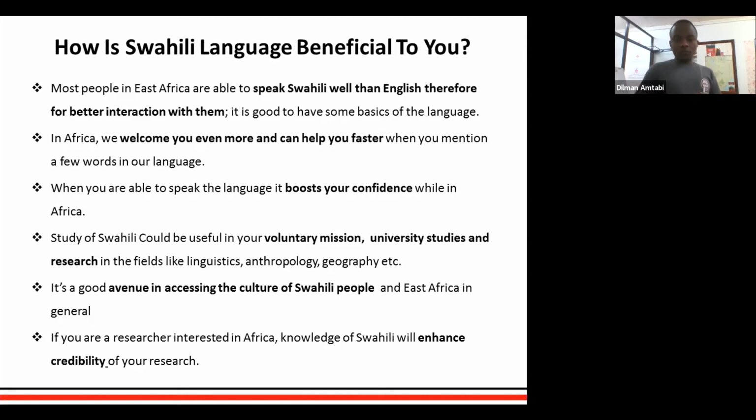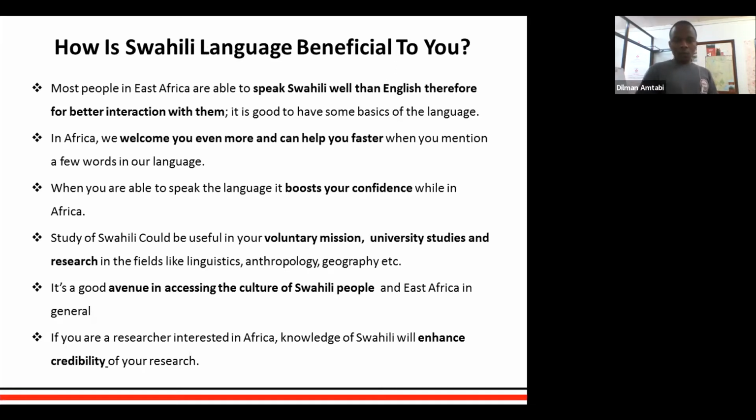Also, the study of Swahili is a good venue in accessing the culture of the Swahili people who live in East Africa. So if you want to access their culture very well and understand, especially when you are interested in the culture, then it's good that you have some basics in Swahili.